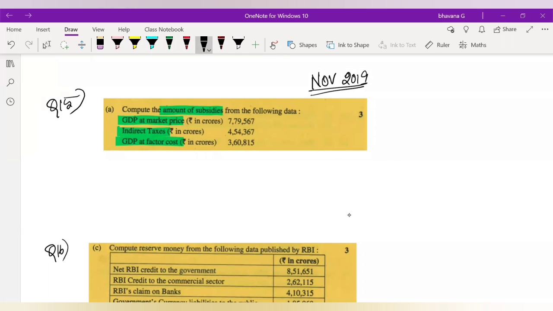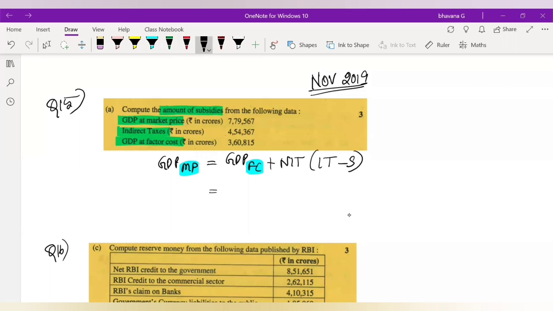So we'll first write the equation. Here first we'll take GDP MP. So how will you find GDP MP? It is nothing but GDP FC. To go from FC to MP, what you have to do? You have to add net indirect taxes. Net indirect taxes means indirect taxes minus subsidies.